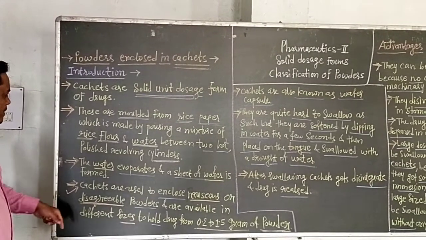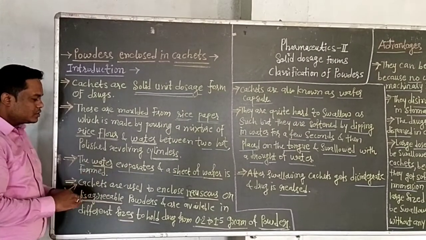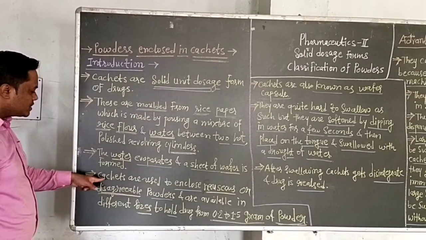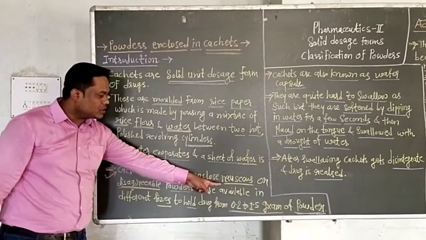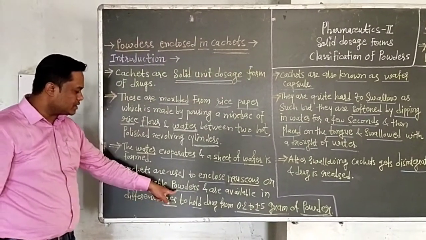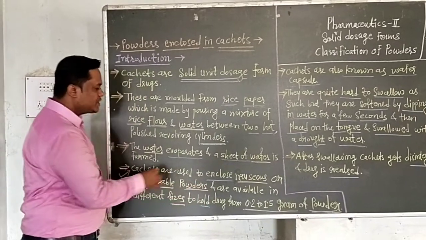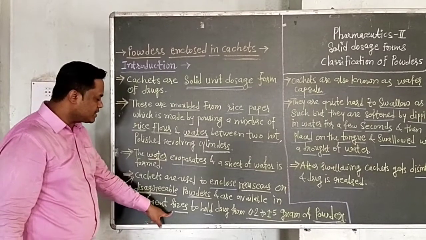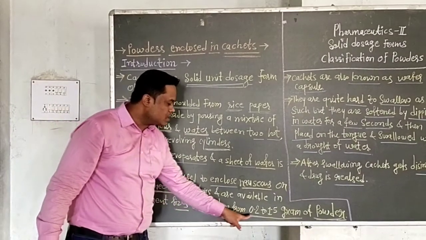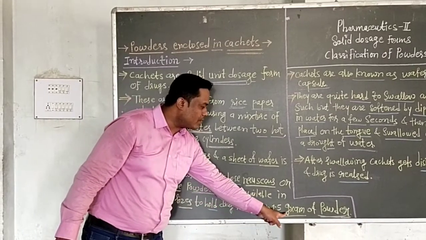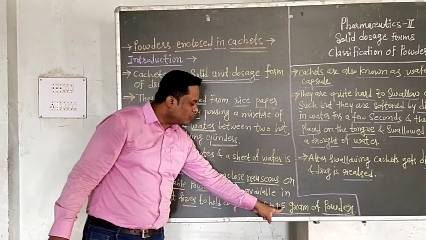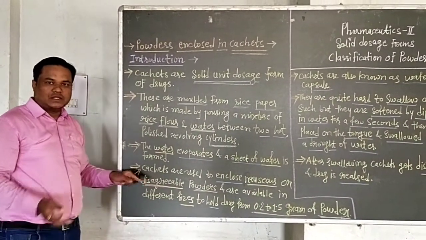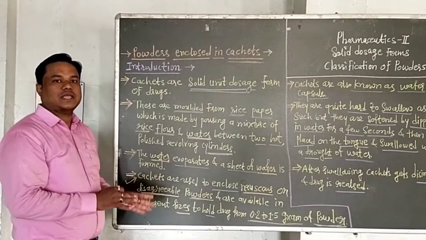Cachets are used to enclose the nauseous or disagreeable powders, and this is the reason why cachets are prepared. This is important: they are available in different sizes to hold the drug from 0.2 to 1.5 gram of powder. Up to 1.5 gram of drug can be enclosed in cachets. The quantity is large as compared to capsules.